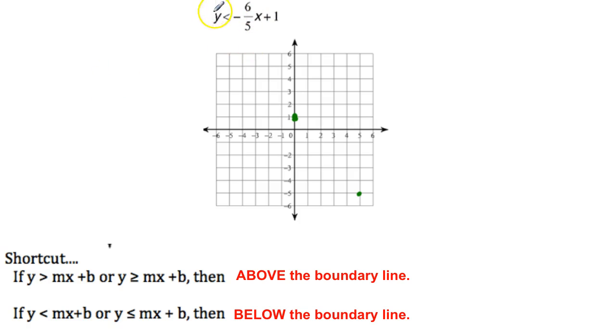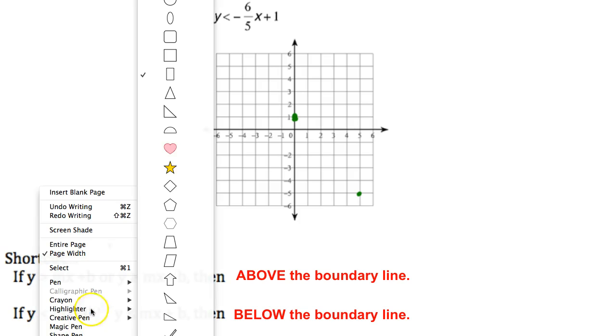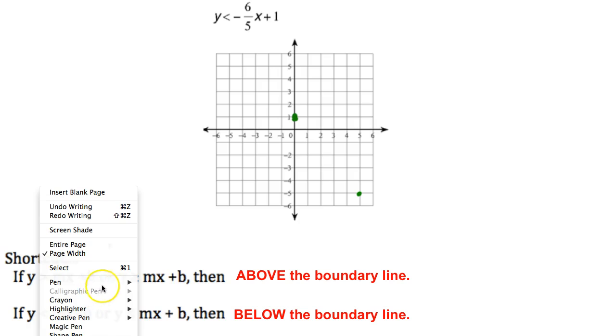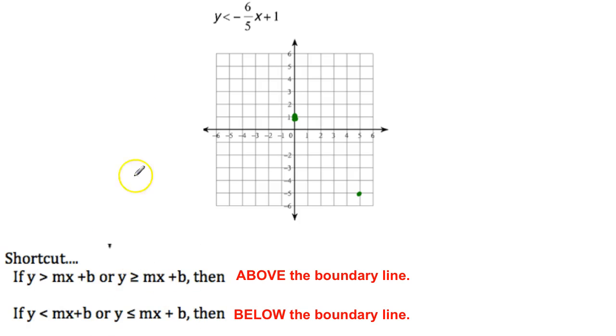Alright, so it is less than. It's not less than or equal to, so that means I have a solid line. Nope, not solid. I lied. Dashed, right? When you have less than, it is dashed. So let me connect these with a dashed line. Alright, perfect. So copy these definitions now, pause the video, copy them.